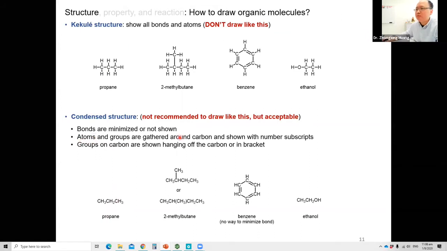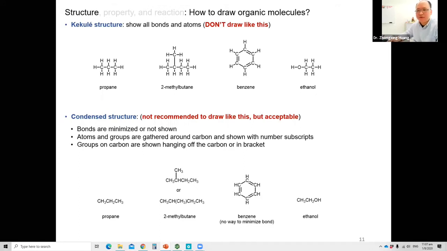Atoms and groups are gathered on carbon, so H3 is put next to the carbon. You don't draw like this. The groups on carbon are shown hanging off carbon or in brackets. You can draw one bond and put the CH3 here, and you can draw a benzene like CH, CH, CH, and you can draw ethanol like this. This is acceptable, especially when you are in the initial stage of learning organic chemistry.